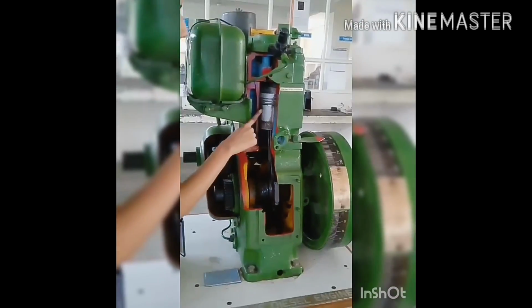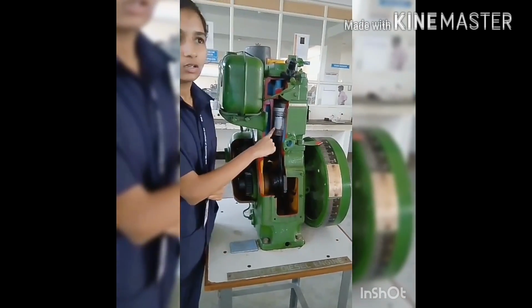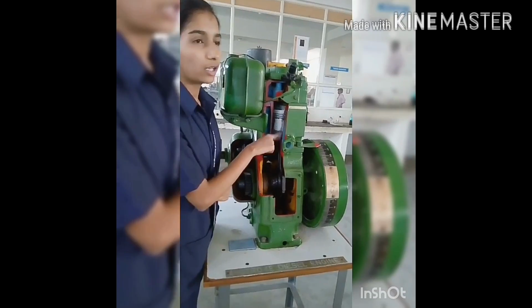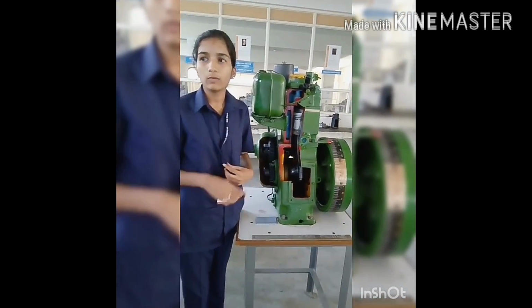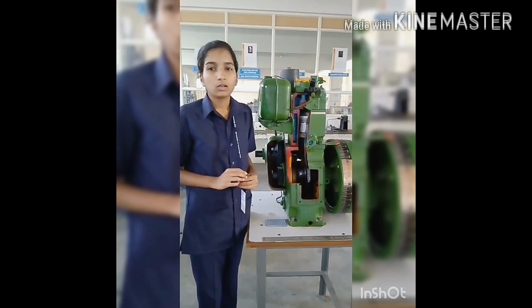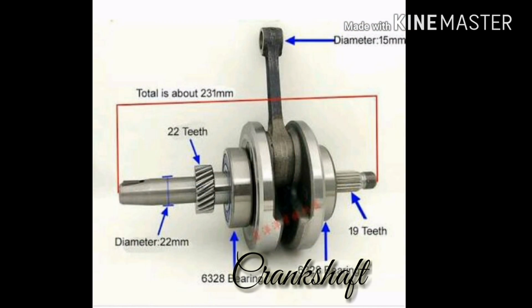that are used to seal the combustion chamber and the crankcase. The piston is usually made up of cast iron or aluminum alloy.